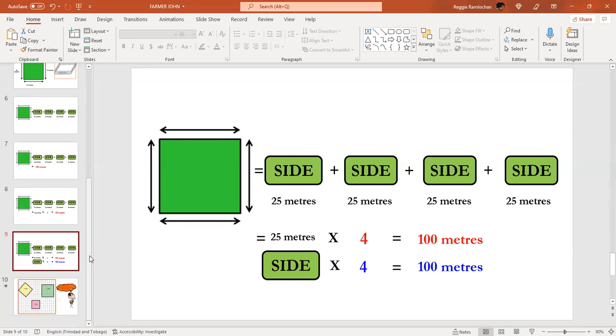So okay, let me ask you all if you ever came across this specific concept. What do you think that we just found here? Miss, we find the distance right around. Right, very good. And what do you think is the concept for the distance around?